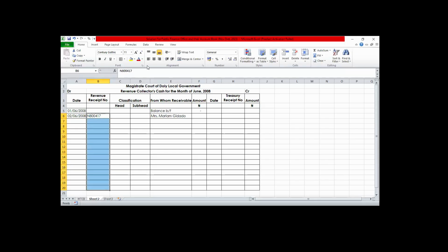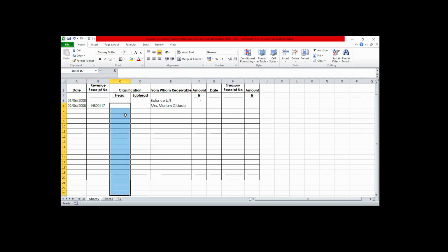Now, on that receipt, what does Mrs. Miriam Gidado pay for? Declaration of age. What is the number for declaration of age? 01. 01 is the subhead. 200 is what? Look at it. 200 is the head. They said the money collected goes under head 200.